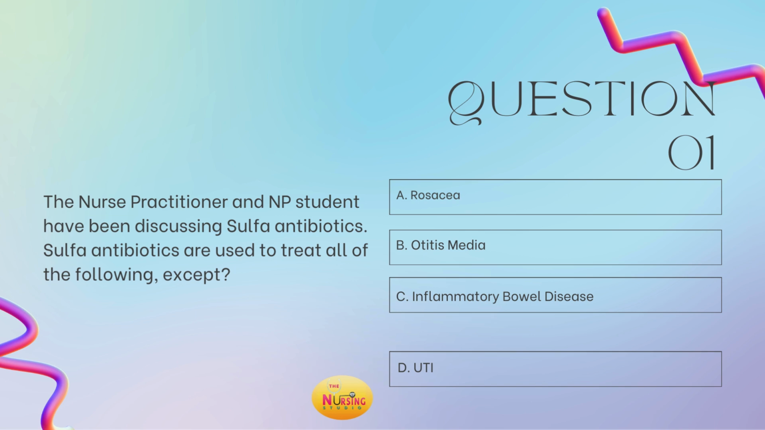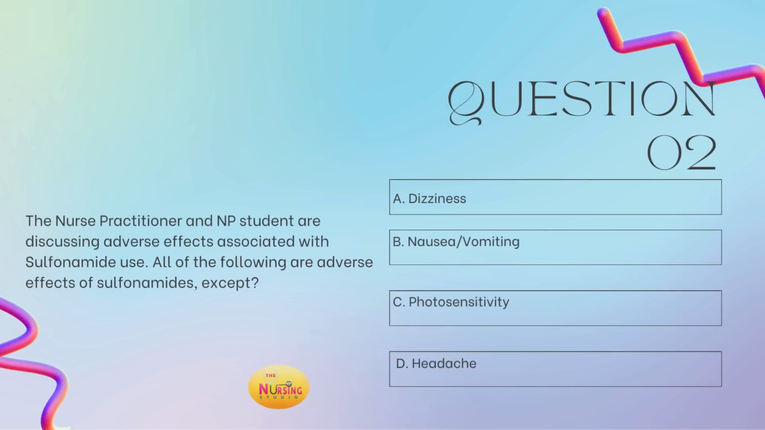Do we use it for rosacea? Yes, we can use it for rosacea. Do we use it for otitis media? No. Typically, we're using our azithromycin or amoxicillin augmentin, right? So B is your best answer, as we don't utilize sulfonamides for otitis media. Do we utilize it for inflammatory bowel disease and UTIs? Yes, we do. All right, question number two.